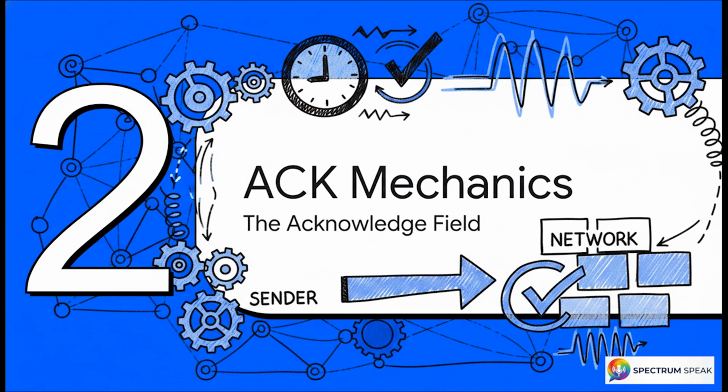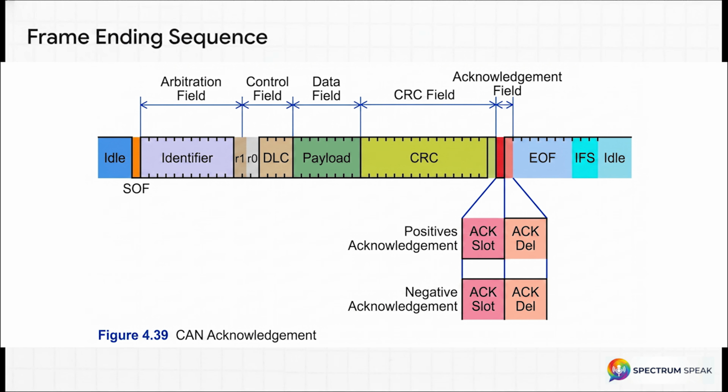Section 2. Mechanics of the ACK field. To see how this works, we need to navigate to the exact microsecond where the sender demands confirmation. Let's see how this builds chronologically at the end of the frame. First, the payload drops into the data field. Next, the cyclic redundancy check, or CRC, fires to mathematically verify the data's integrity. And then, we hit the critical ACK slot, followed by the ACK delimiter and the end of frame. Now, that tiny ACK slot, that is where the physical combat of the bus actually takes place.